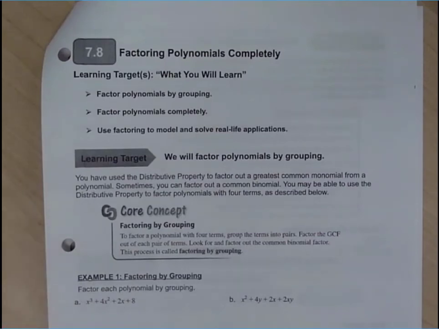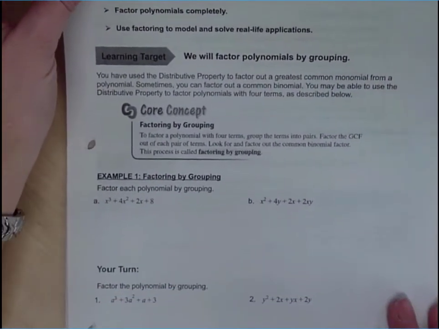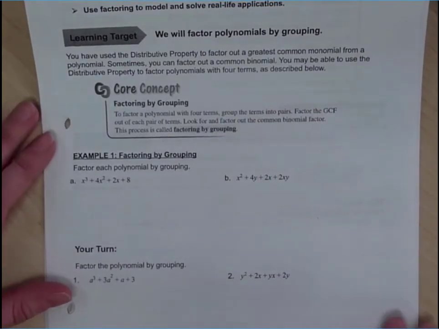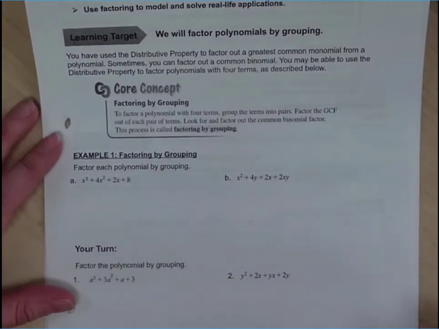All right, so today we're going to take a look at 7-8, factoring polynomials completely. So we're going to factor by grouping, we're going to factor them completely, and we're going to solve some real-life applications. Now, we've actually done this already when we talked about the AC method for factoring polynomials. So factor by grouping means exactly that.